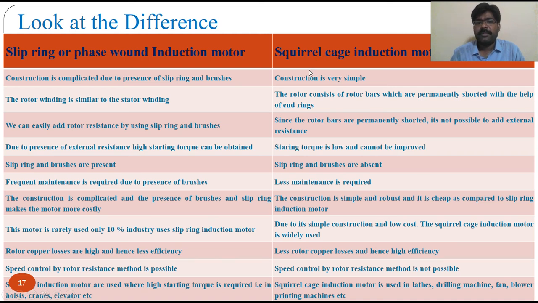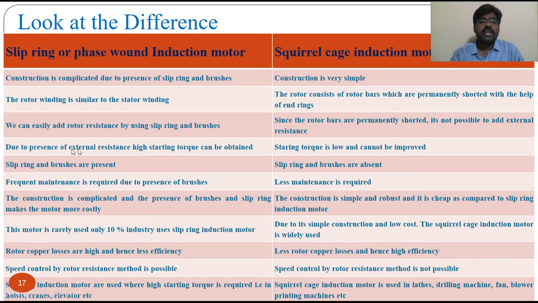Not much setup will be there. Then the rotor winding is similar to the stator winding, right? Here the rotor consists of rotor bars which are permanently shorted with the help of end rings, and we cannot connect anything there. Whatever the stator winding structure is, the rotor follows the same. Then we can easily add rotor resistance by using slip rings and brushes. Adding external resistance is possible here, but in the squirrel cage, since the rotor bars are permanently shorted, it is not possible to add external resistance.